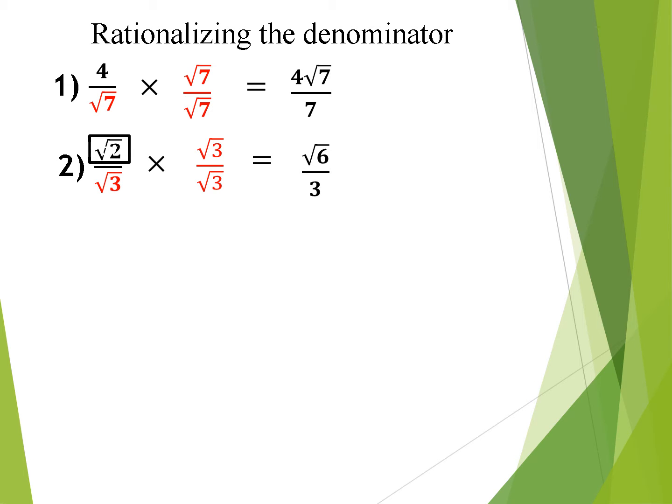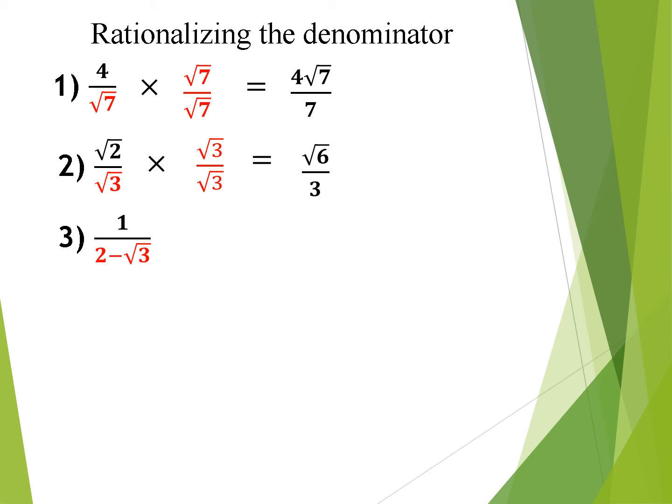How did we get this? Root 2 in the numerator into root 3 in the numerator gives us root 6 in the numerator, and root 3 in the denominator into root 3 in the denominator gives 3 in the denominator. This is how we can simplify and rationalize the denominator. Let's take a different example.